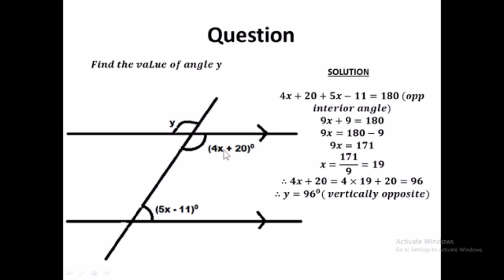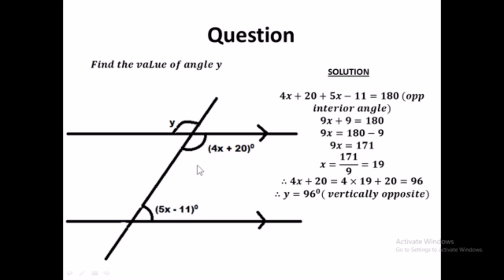So how can we find the total angle here? By knowing what our x is all about. If you can find our x, then you can know the total angle that is here. If you look at this angle here, it's an interior angle of these parallel lines. And this angle here as well, which is 5x minus 11, is also an interior angle of these parallel lines.